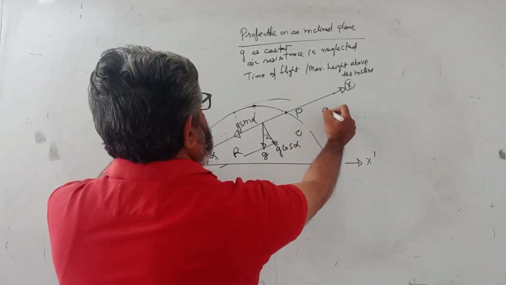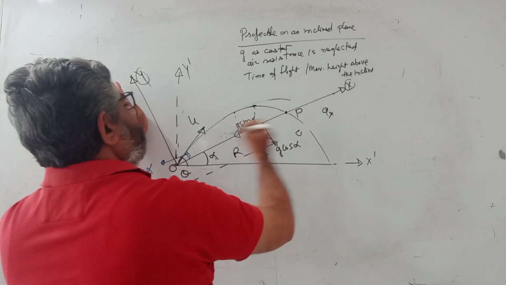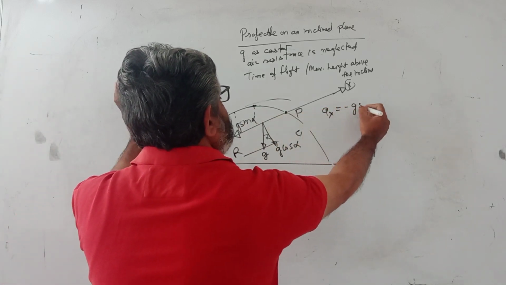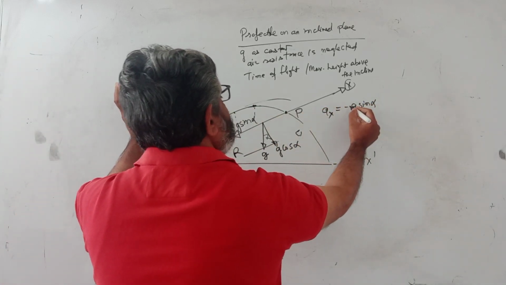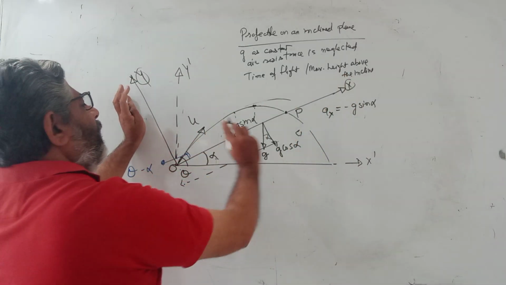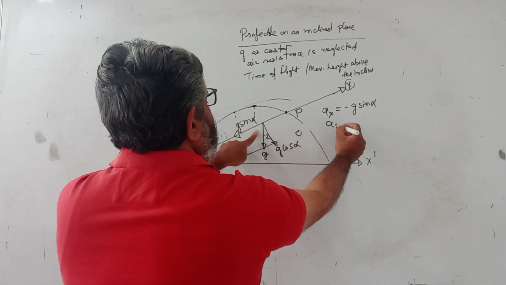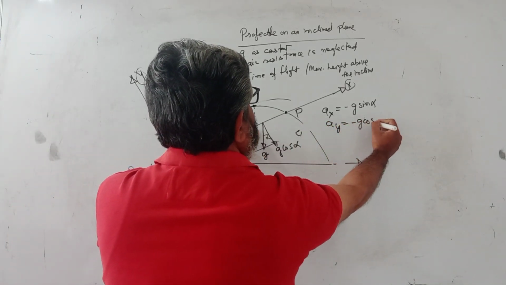So we have ax, that is, in this direction we have an acceleration that is minus g sine alpha. And why am I writing the minus sign? Because this I assume as the positive direction, so this is the negative direction. This is positive, this is negative. So ay equals minus g cos alpha.